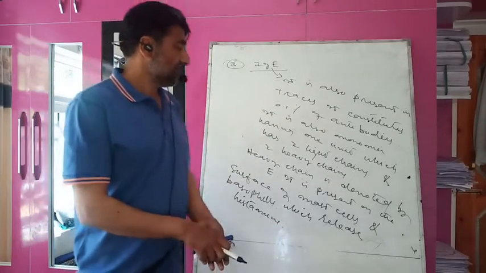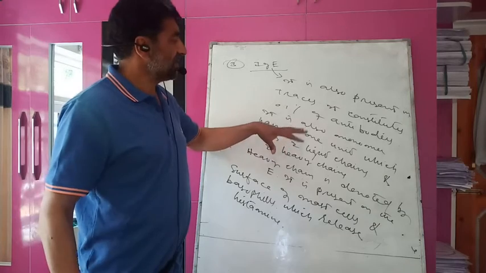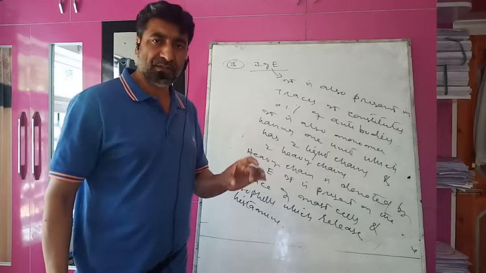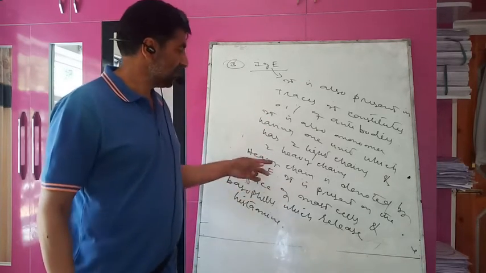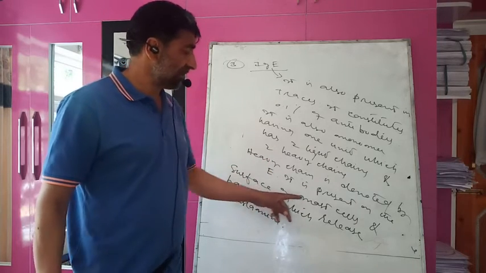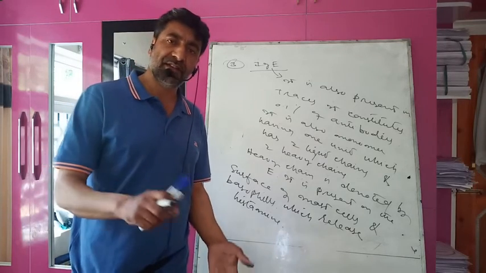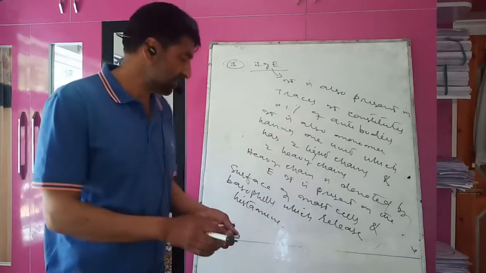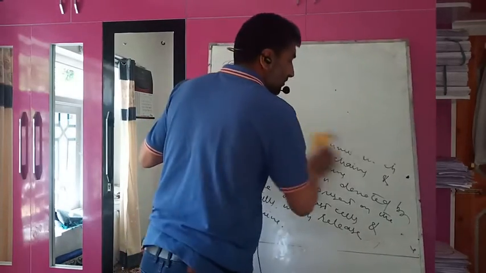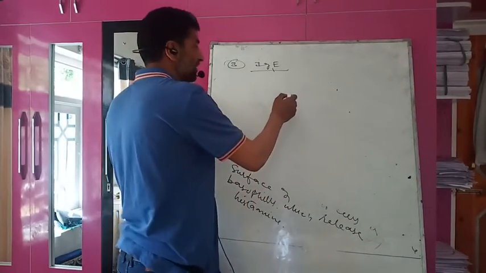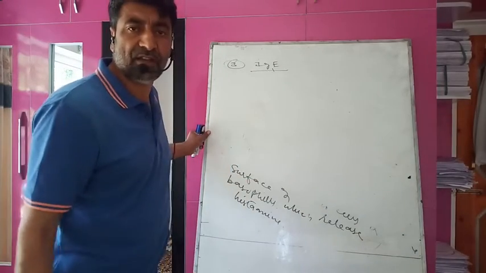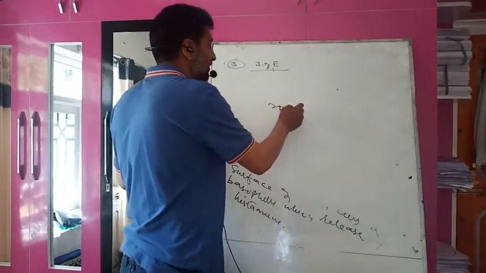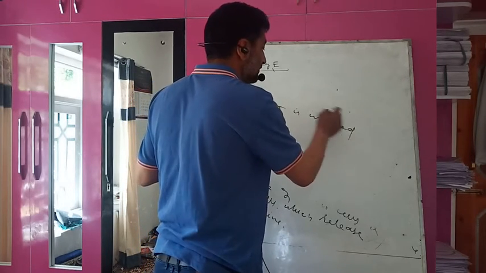Try to understand. This antibody is present in traces, 0.1%. It is a monomer with one unit, which has the light chain and the heavy chain. The heavy chain is denoted by epsilon. It is present on the surface of mast cells and basophils. In the allergic reaction, a chemical is released that is called histamine. So histamine causes allergy. It is involved in allergic reactions. It is involved in allergy.